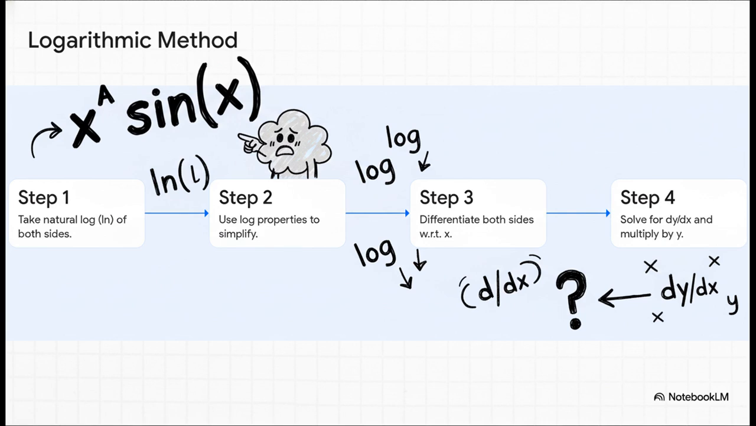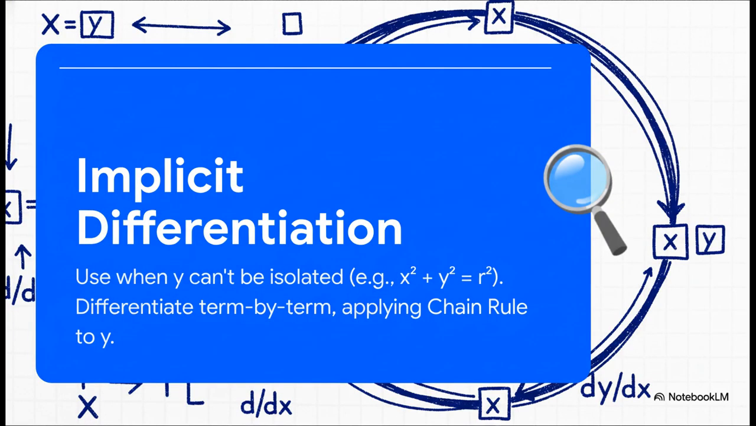It's a lifesaver. All right, what about those equations where x and y are all mixed together and you just can't get y by itself? You know, like the equation for a circle. For these, we use a technique called implicit differentiation. You basically just differentiate every single term, and the only trick is, whenever you differentiate a y term, you just tack on a dy by dx at the end.